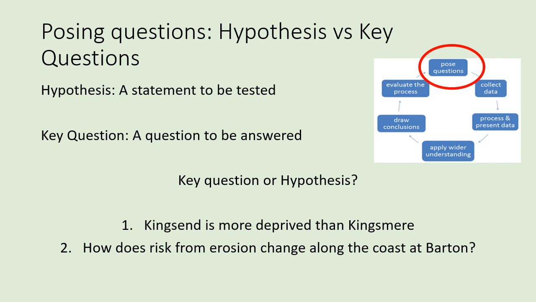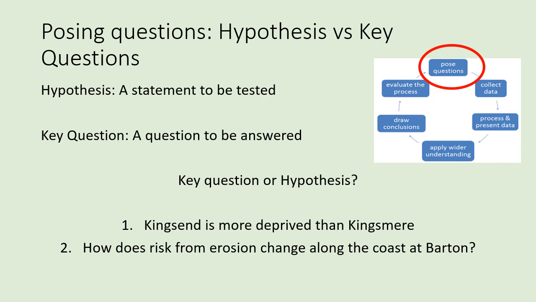Okay, well, obviously the easiest way of telling this is which one's got a question mark. Okay, questions have to have question marks. So how does risk from erosion change along the coast of Barton is the inquiry question we used when we went to Barton. So that is a key question. Whereas King's End is more deprived than Kingsmere, hasn't got a question mark. It's not a question, it's a statement. And that means it's a hypothesis. So you may well get questions where you're asked to identify key questions or hypotheses linked to inequality or transects.